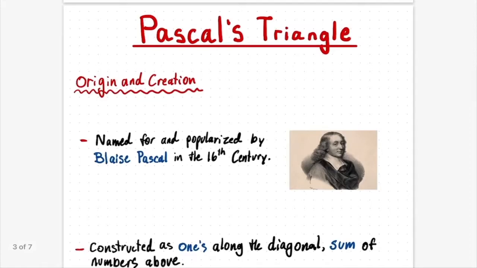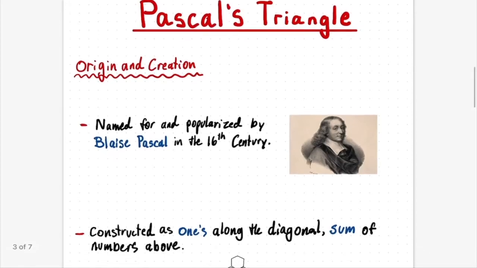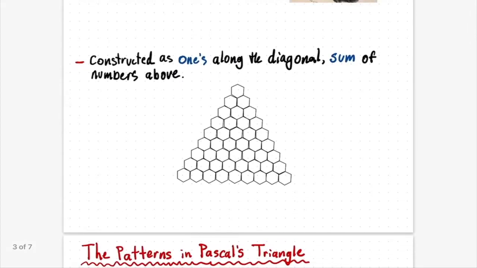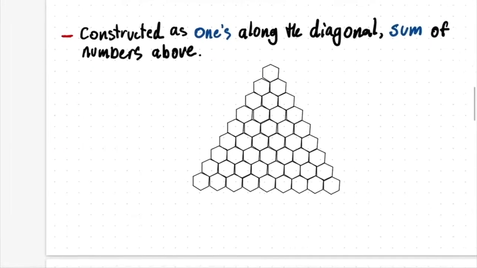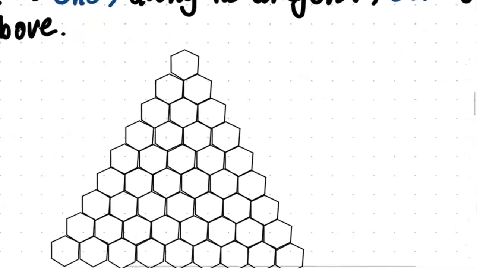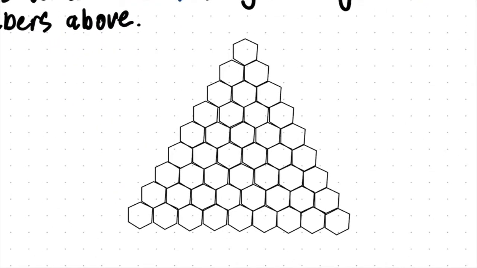First off, what is Pascal's Triangle? Pascal's Triangle was named and popularized by Blaise Pascal in the 16th century. Pascal's Triangle is a triangle formed from a series of numbers, and it's constructed like this. So, you have a little triangle, and the first thing that you do is you put ones along the outside. You put a 1 here, a 1 here, a 1 here, a 1 here, and on and on and on, so forth. Let me fill this up so you guys can see.